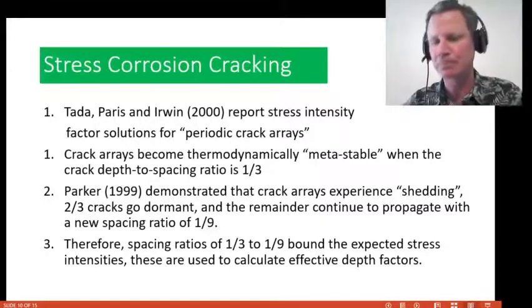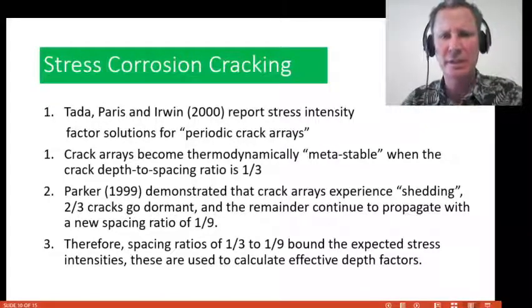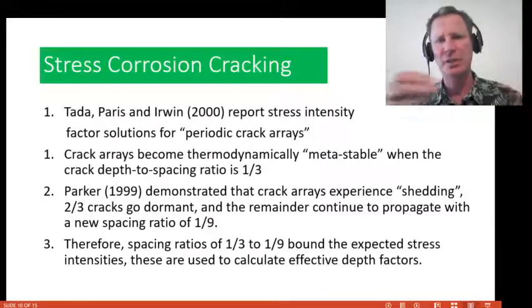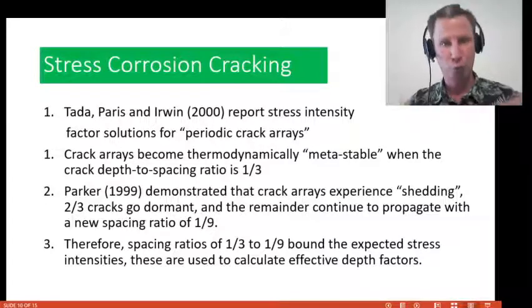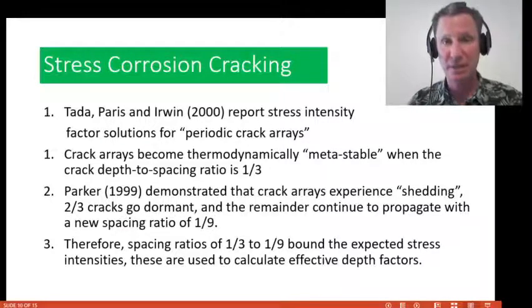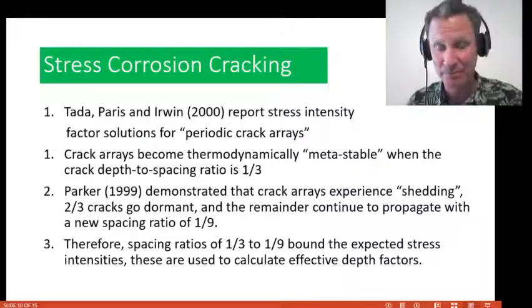They're all parallel. Now, the effect of this is, as I mentioned before, you get this crack shielding effect, where if the cracks are close enough together, they start to influence each other's stress intensity, and they share that stress intensity, decreasing the overall, which is good, right? As contradictory as it sounds, that's actually safer for the pipe, right?